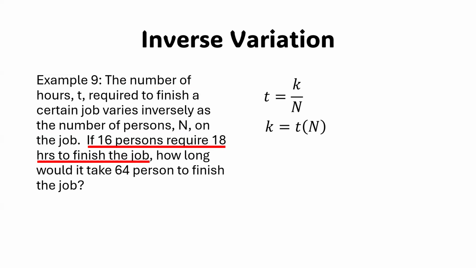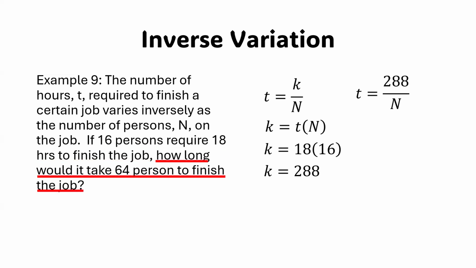So meaning yung T natin is equal to 18 hours at yung ating N is equal to 16 person. So 18 multiplied by 16, you have 288. So this is our constant variation. After finding the constant variation, we have to go back to the general equation to substitute the value of K to become T is equal to 288 over N. So instead na K, ginawa na natin 288. Okay, so 288 divided by N, meaning we can now solve this one.